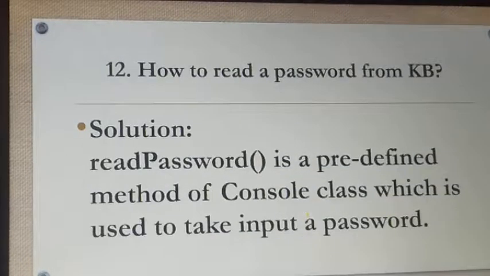Twelfth question is, how to read a password from keyboard? Solution, readPassword is a predefined method of Console class which is used to take input a password.